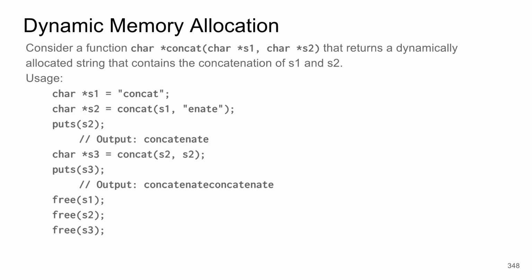What is the function that reads the memory? No, we're writing the concat function, and it's going to return a dynamically allocated string. So we've written this concat function before, right? So hopefully the procedure is familiar, but we just want it to return a dynamically allocated string now, rather than doing it in place.